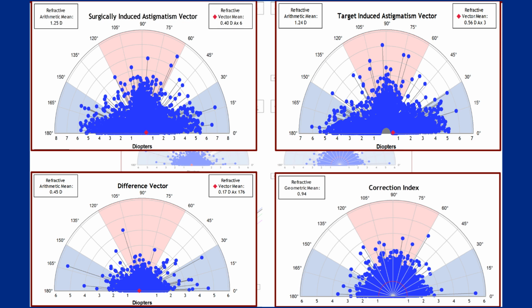And with those numbers, you can compare the difference vectors from different types of surgery. And when you go across to the bottom right-hand corner, you have the correction index, which is really the relationship between the surgically induced astigmatism vector and the target-induced astigmatism vector. And that ratio is best or perfect at 1.